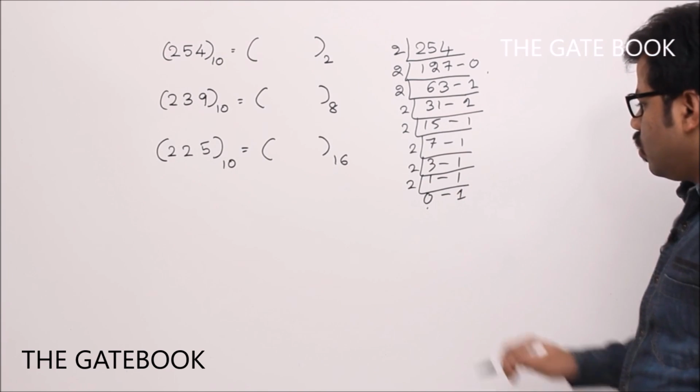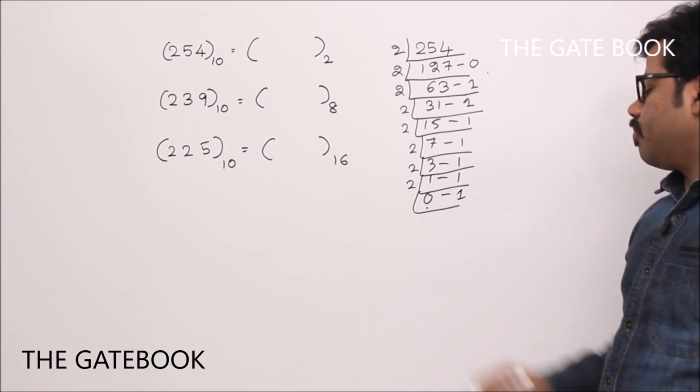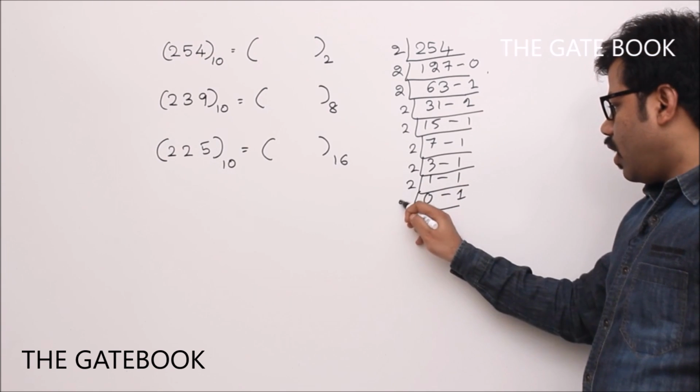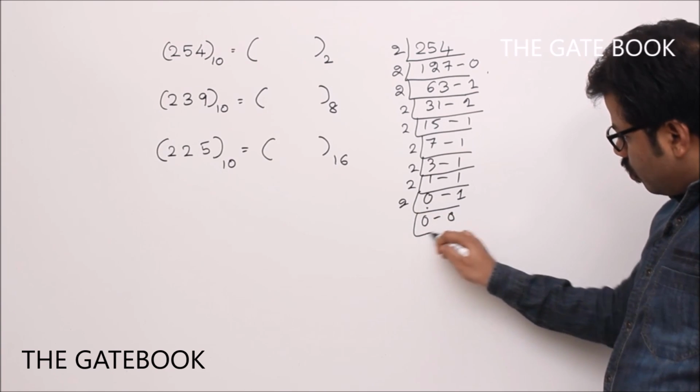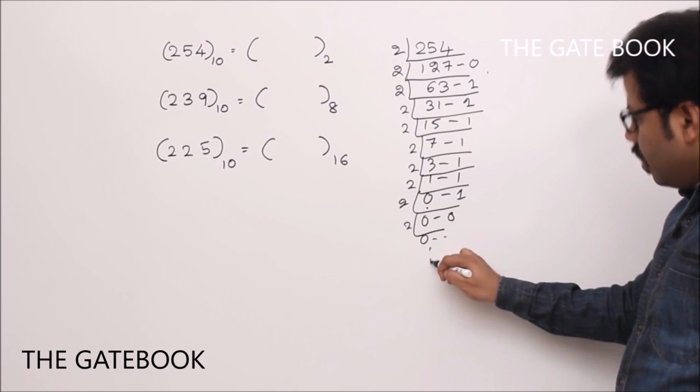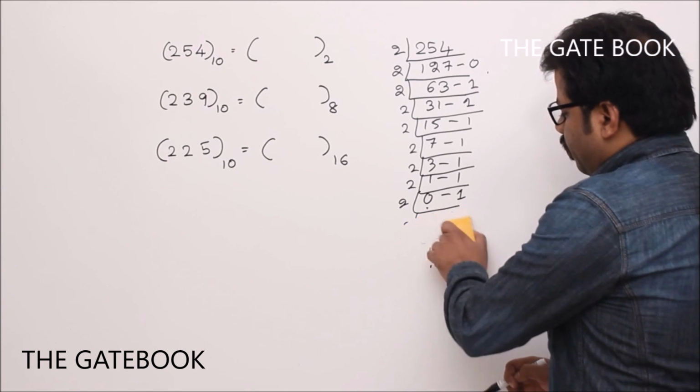In that way, we end up with this point. After that, nothing. If you continue also, there will be an infinite loop. 20 is 0, remainder 0. 20 is 0, remainder 0. That's why this is unnecessary.